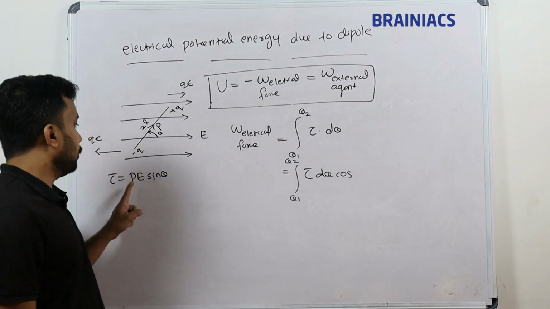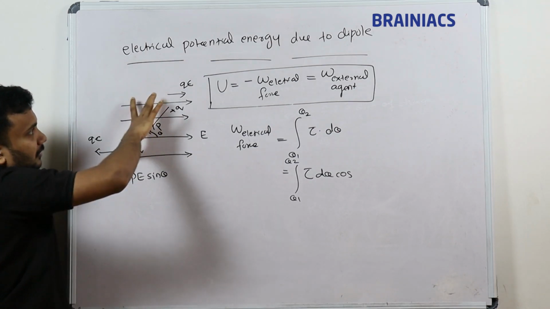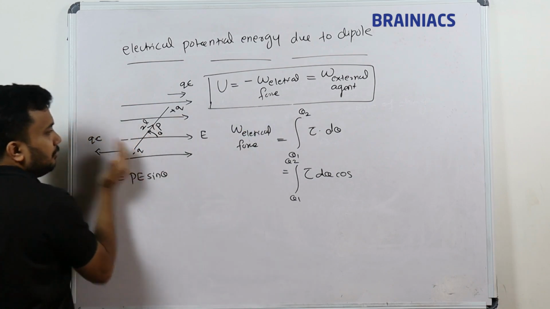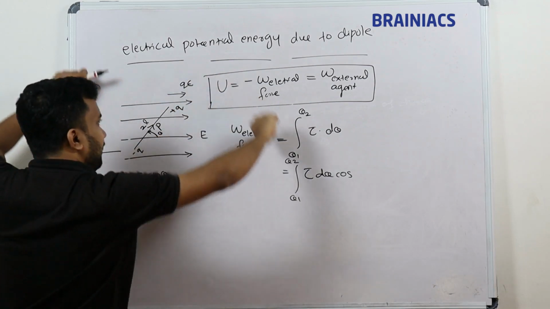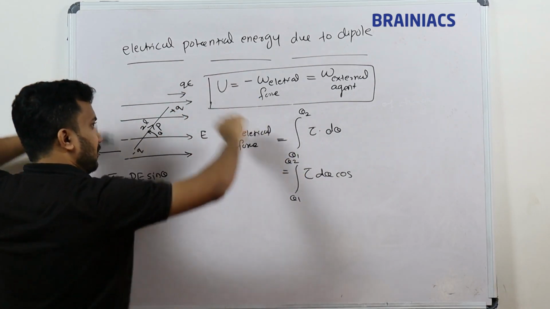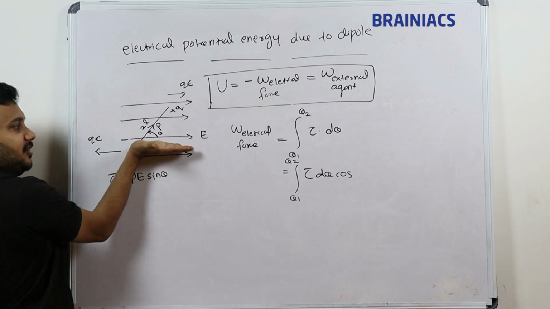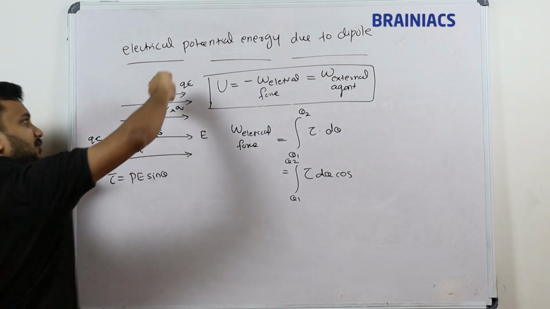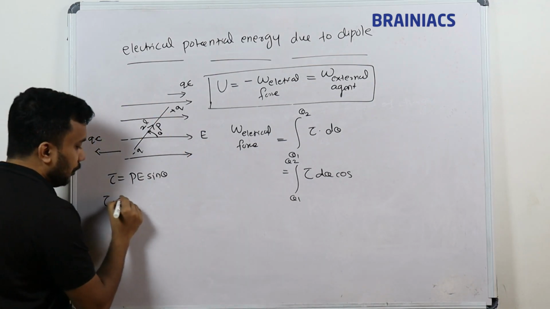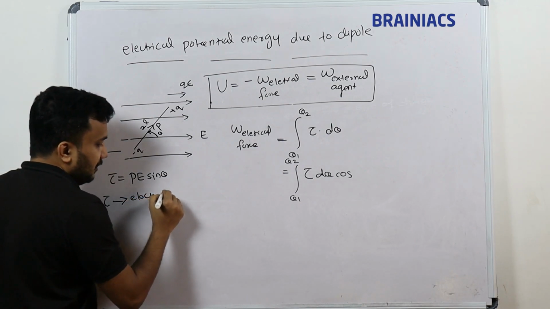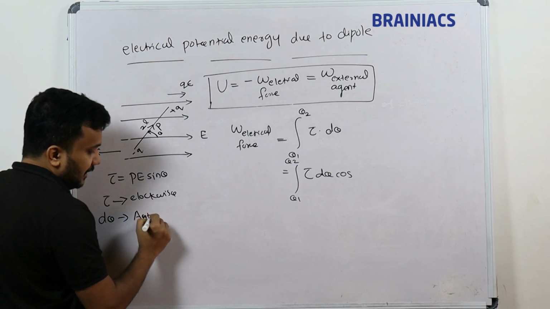Tau is the torque. If you look at this diagram, there are two forces, QE in this direction and minus QE in this direction. So the dipole will rotate like this. This is the direction of torque. The torque direction is clockwise, but the angle is measured in this direction. You start from here and measure the angle like this. So the torque is clockwise, and the angle measurement d theta is anti-clockwise.